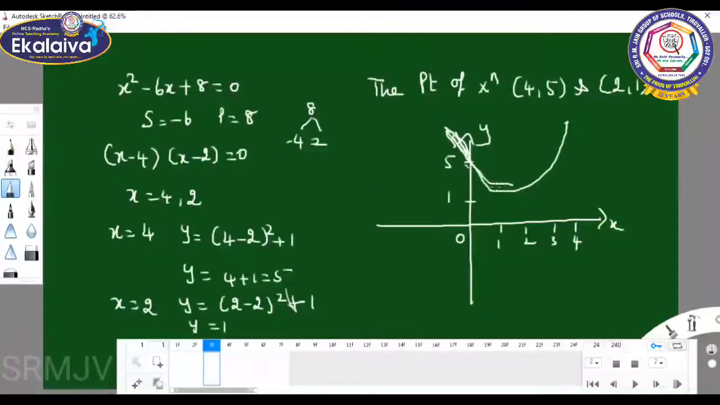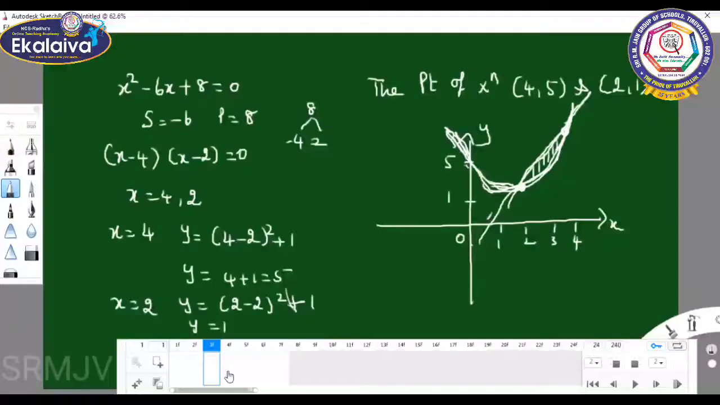You can see the chord is PQ, with points 2 comma 1 and 4 comma 5. So this is the chord PQ. So you should find out this intersecting area.